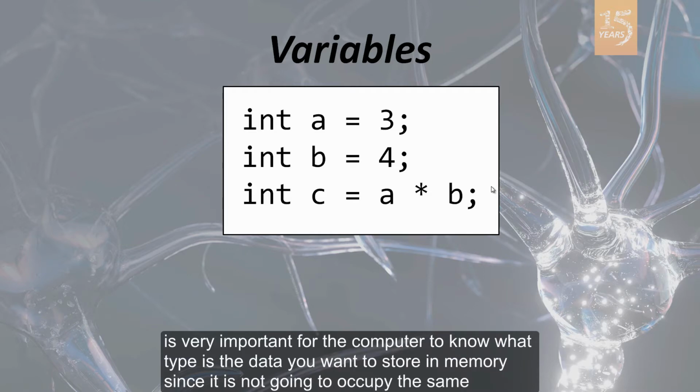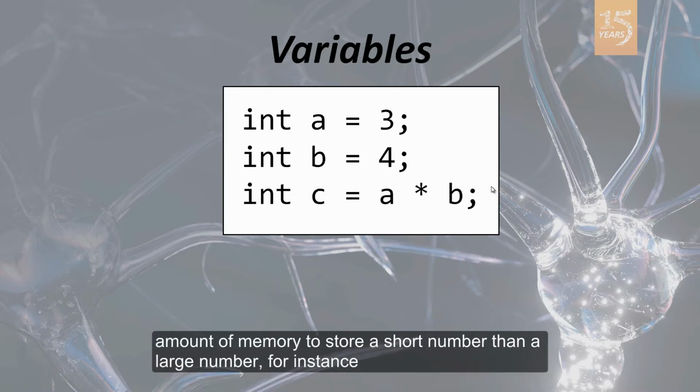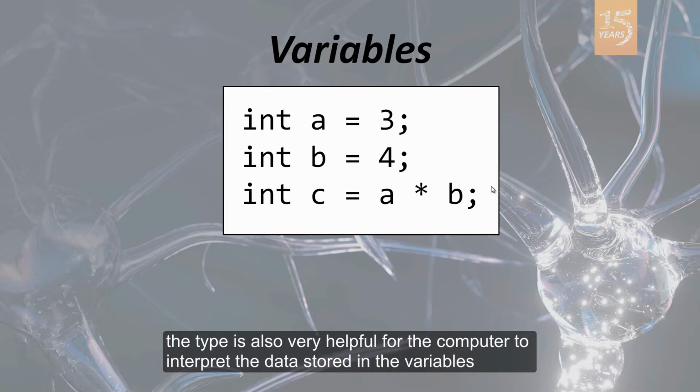It is very important for the computer to know what type of data you want to store in memory, since it is not going to occupy the same amount of memory to store a short number as a large number, for instance. The type is also very helpful for the computer to interpret the data stored in the variables.